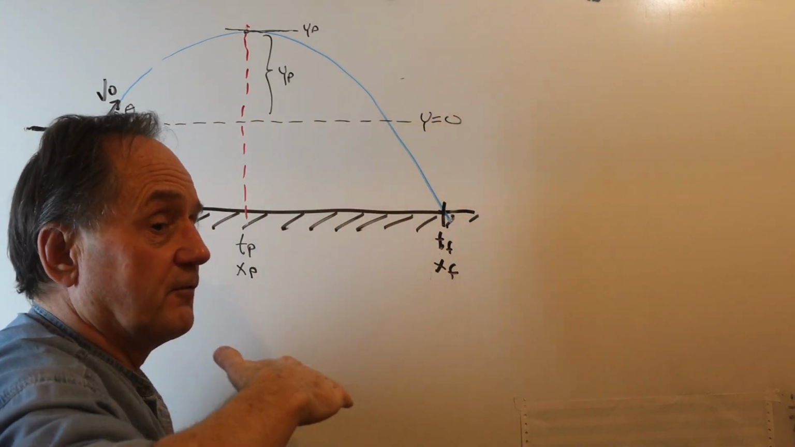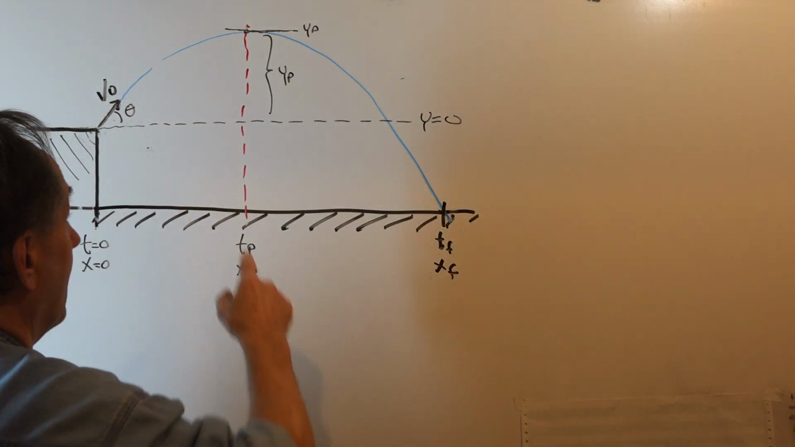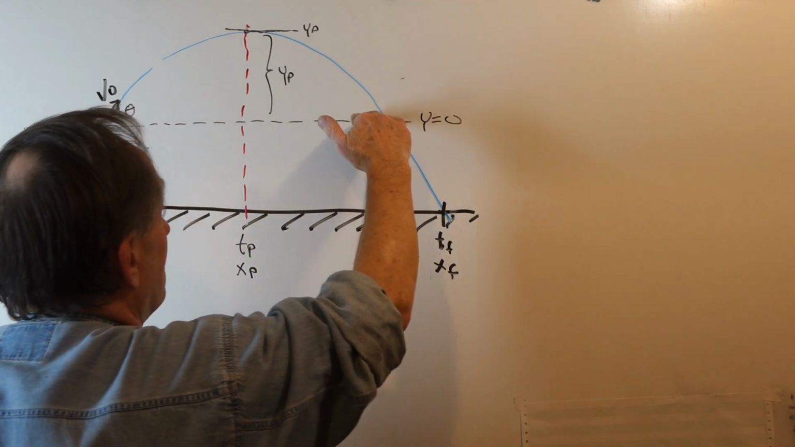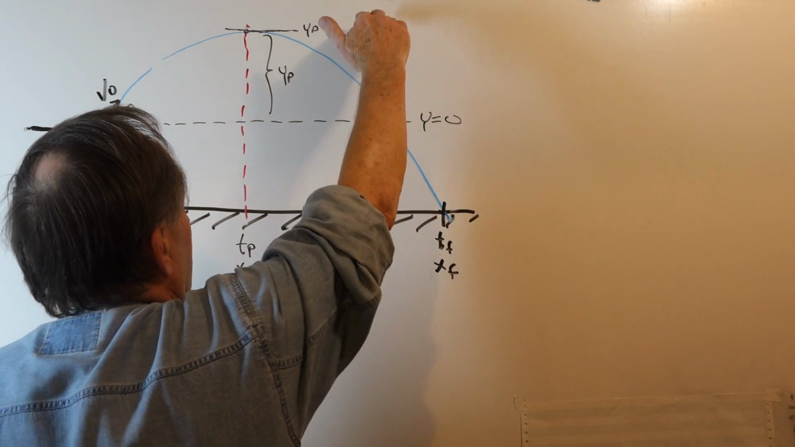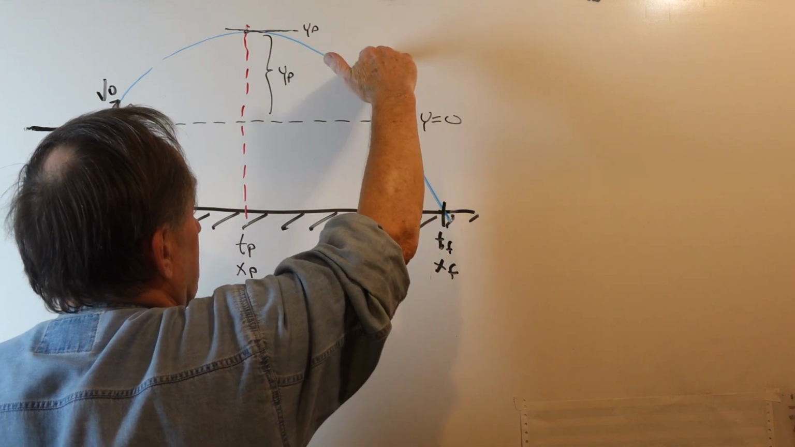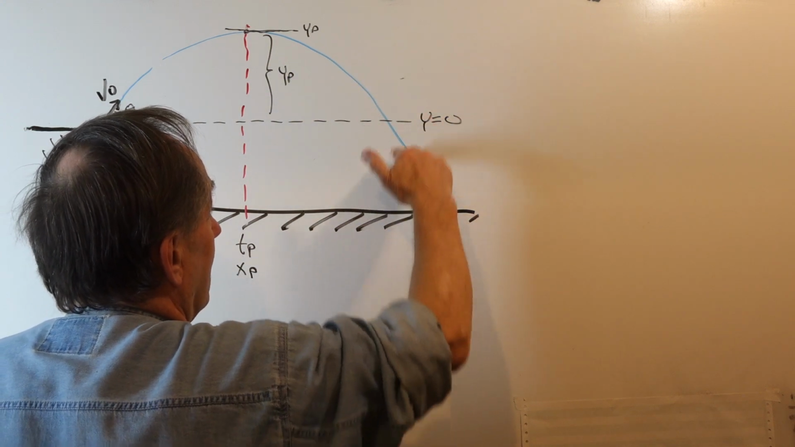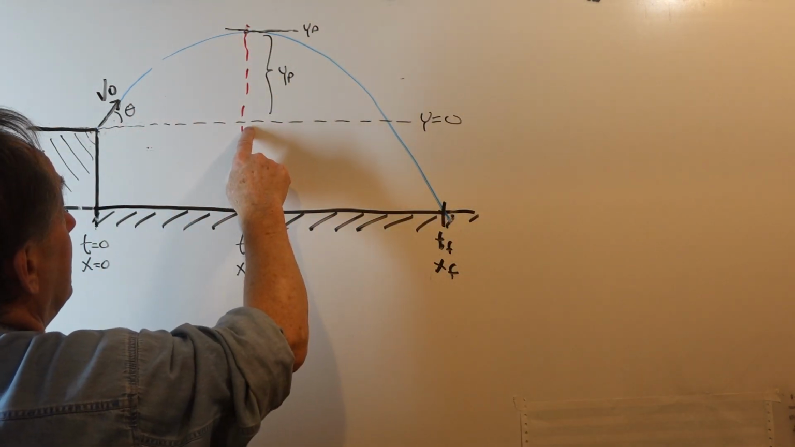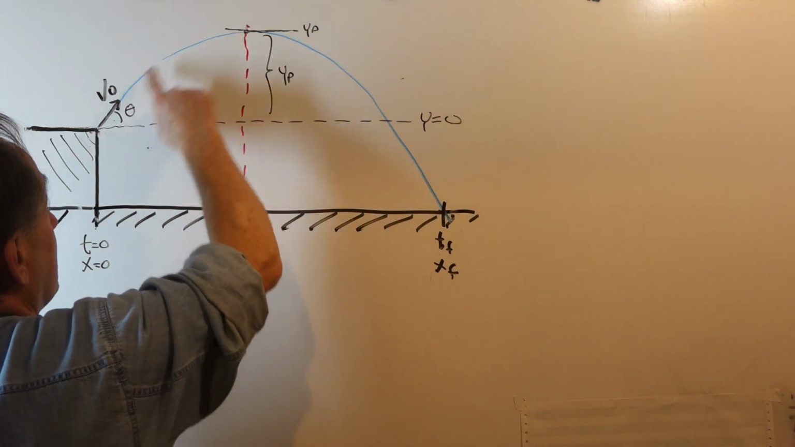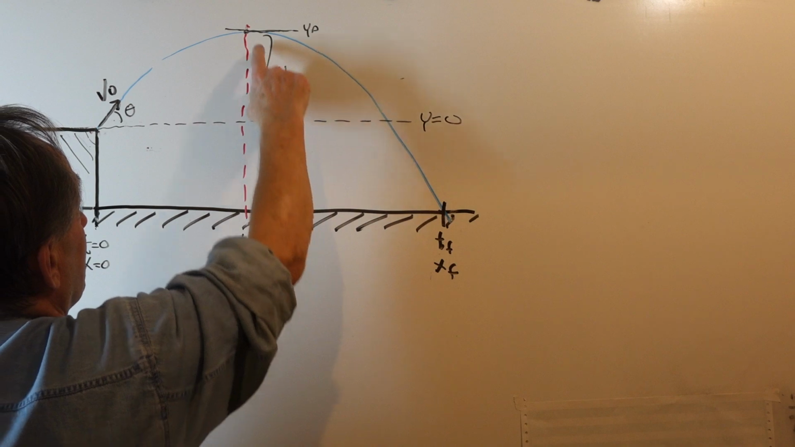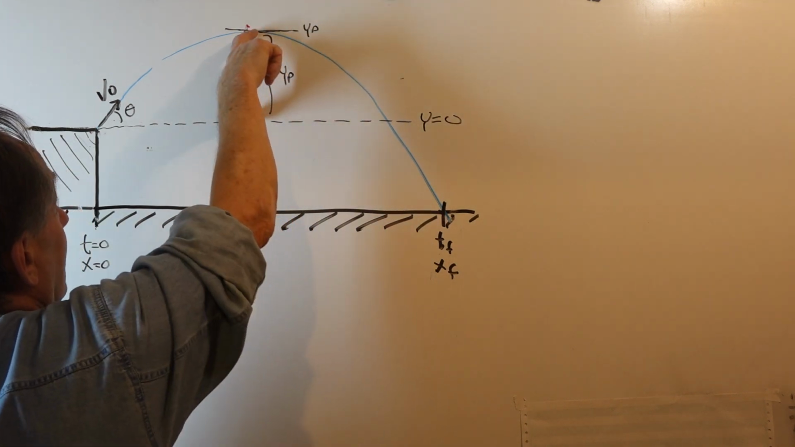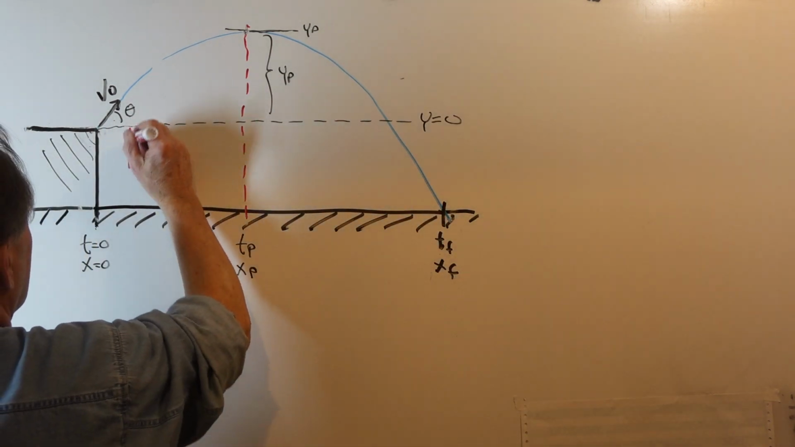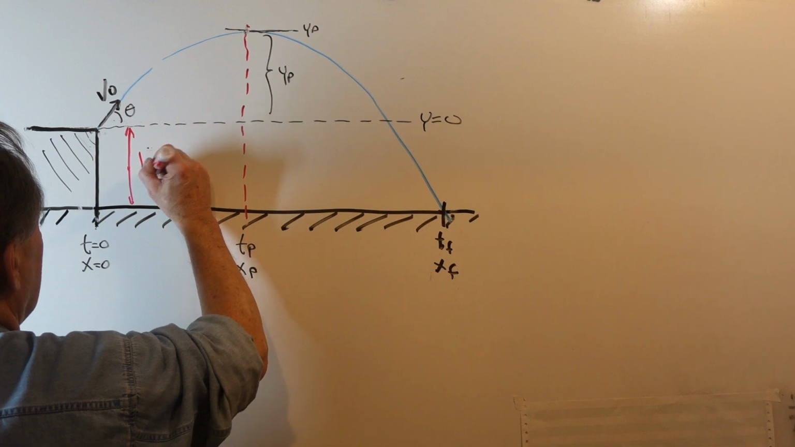The origin for the y is arbitrary. You can make it anything you want, but I'm going to set it equal to the height of the building. That's y equals 0. So any y values above that are positive y values, and any values below that are negative y values. The height that the projectile reaches with respect to the height of the building, I'll call y peak. The height of the building, from the top of the building to the ground, is h.